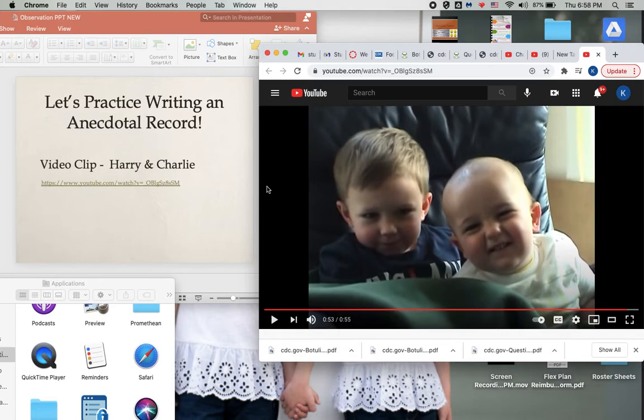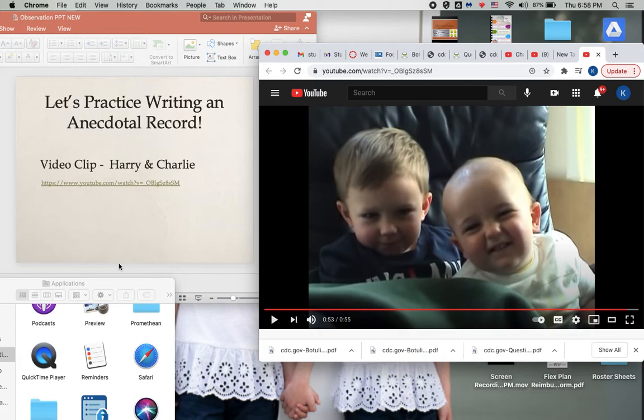Okay, so for Harry and Charlie, see if you have something similar. Harry and Charlie are sitting in a chair. Harry puts finger in Charlie's mouth. Harry says, "Ouch, Charlie, it hurts." Charlie giggles. Harry says, "Charlie bit my finger. Charlie, that really hurted, and it's still hurting."